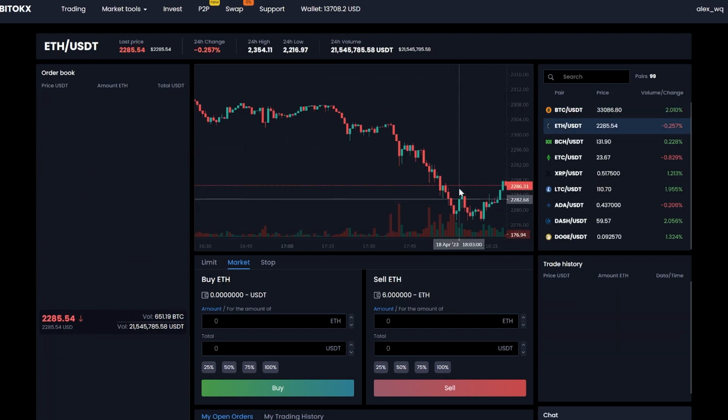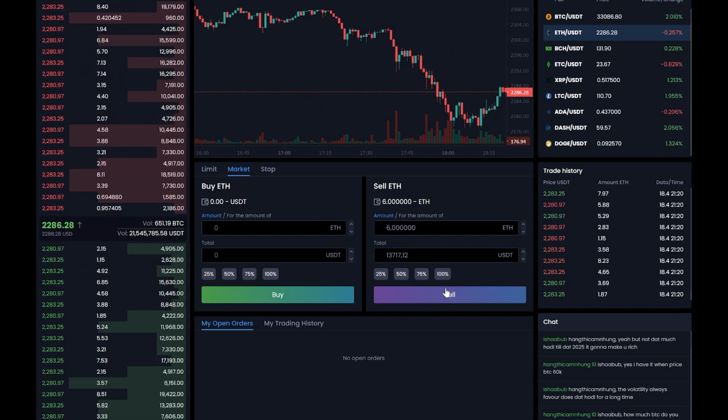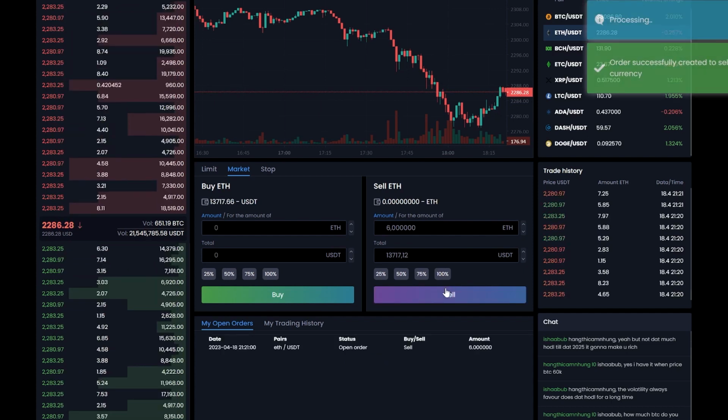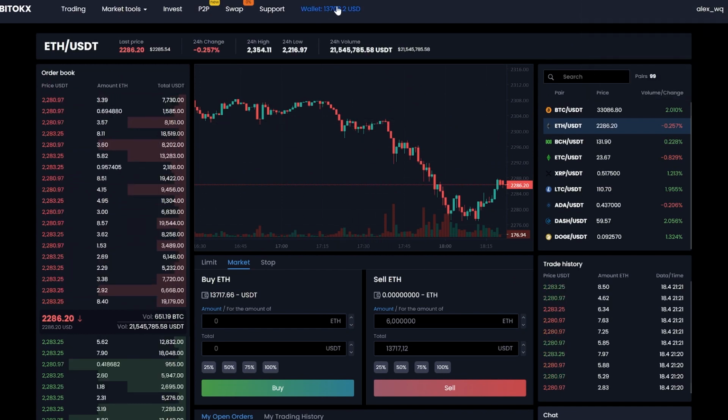Select Ethereum, enter the entire amount, and click sell. Great, now we have the sum in USDT. Let's go to the wallet and withdraw it.